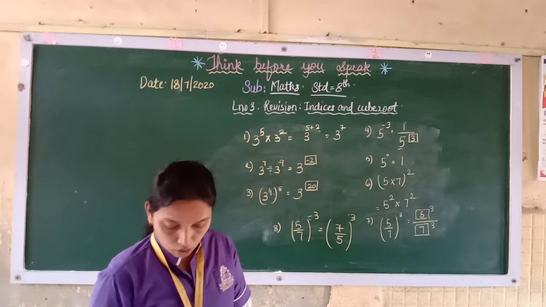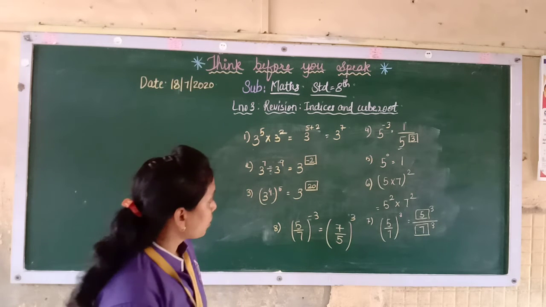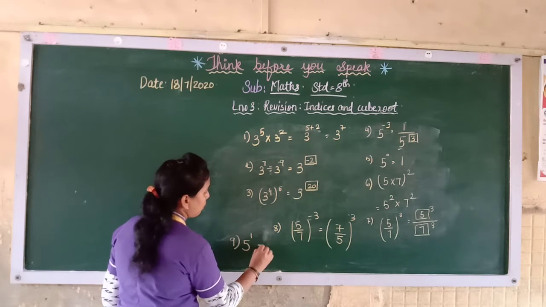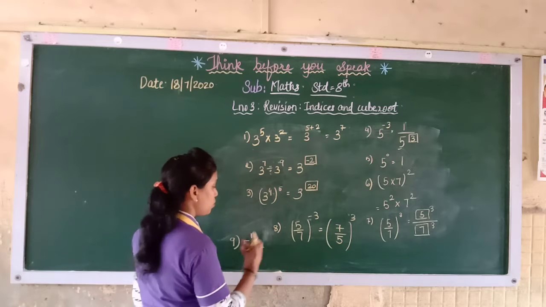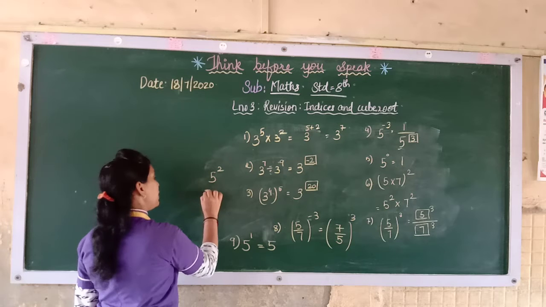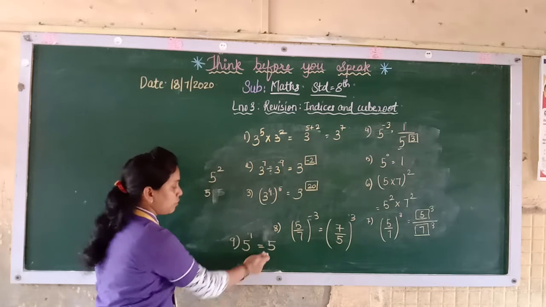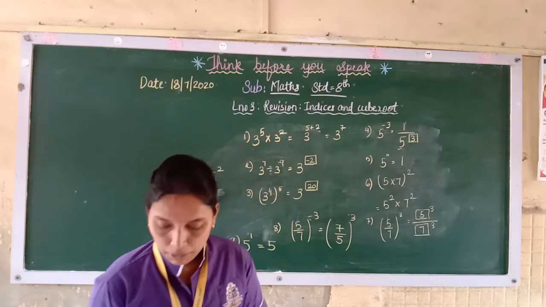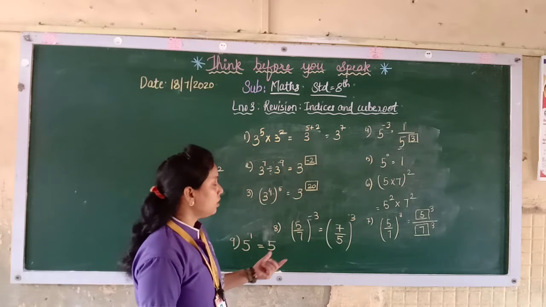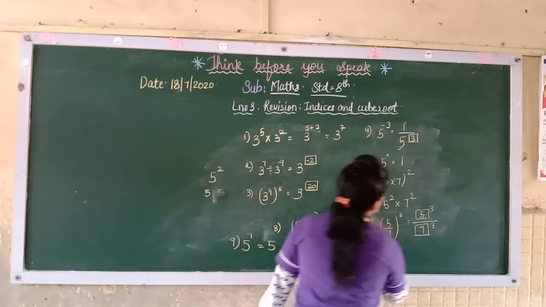So this is how the laws of indices work. Now one more, the ninth one. Here it is 5 raised to 1. The power is 1, which means 5 only one time, so it will come 5 only. When the power is 2, we multiply twice, but here it is only 1, so it is 5 only. But remember, anything raised to 0 is 1, and anything raised to 1 will be the same number.